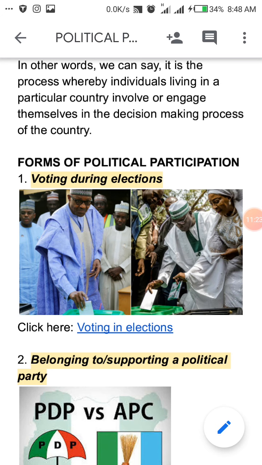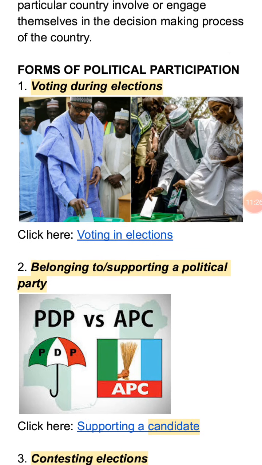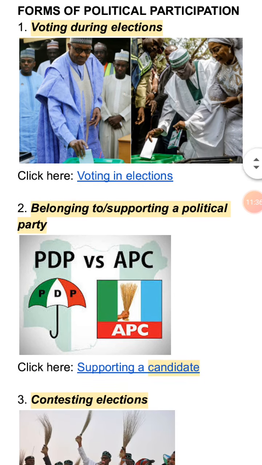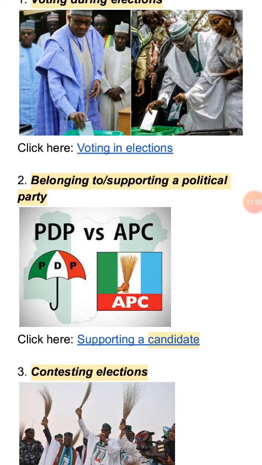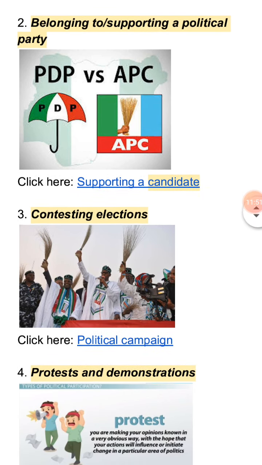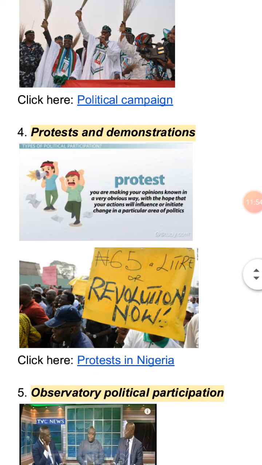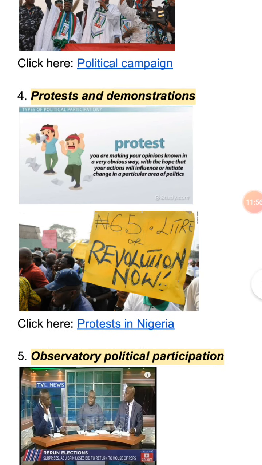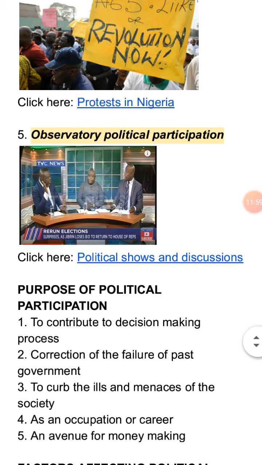The second point he placed under the subtopic is belonging to or supporting a political party, and he made that a comment too. So therefore, you can tap the comment and read a little bit more about belonging to or supporting a political party. He supported it with an image, and then at the bottom of the image he supported it with a link and an image also. He did that for every other point that he noted here. You can see point number 4 has its own image and links. Point number 5 has its own image and links.